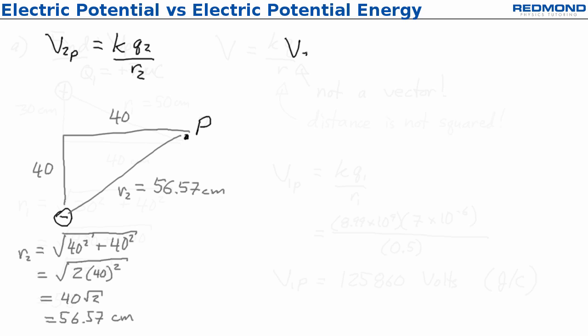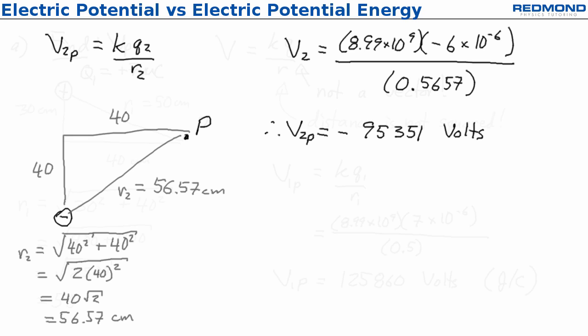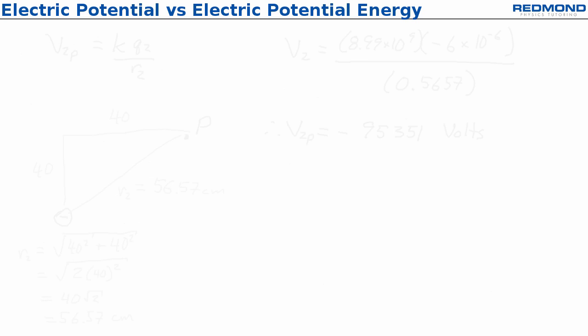Then when I substitute in for V2, I have 8.99 times 10 to the 9 times negative 6 times 10 to the power of negative 6, because Q2 is negative, all divided by R2, which in meters is 0.5657. And when I solve for this, I end up with negative 95,351 volts.